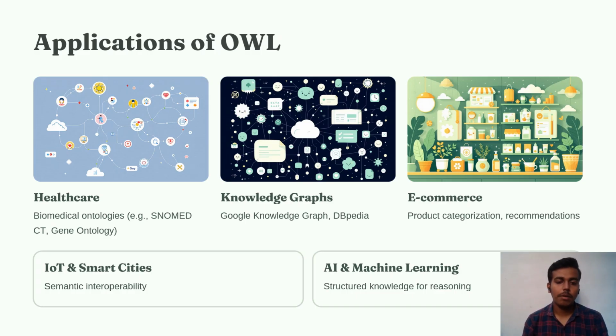Next is AI and machine learning. OWL provides structured background knowledge that can complement machine learning. For example, an AI model might learn patterns in data, while OWL ensures the knowledge is logically consistent.